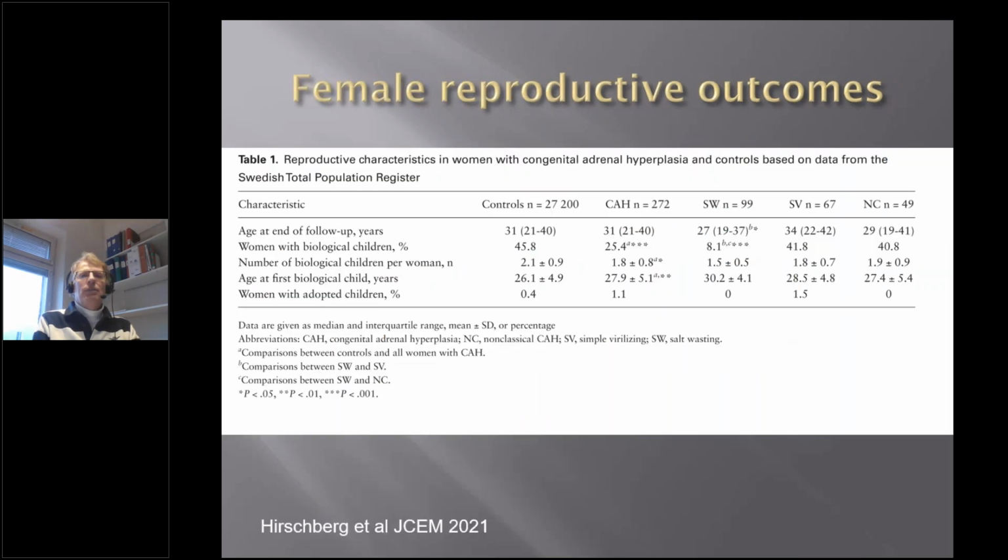In females, we can see that CAH in general has less chance to be a mother with a biological child. However, all this is in the salt wasters, while the simple virilizing and the non-classic are totally normal, and the number of biological children in the non-classic is almost normal, so it's around 2.